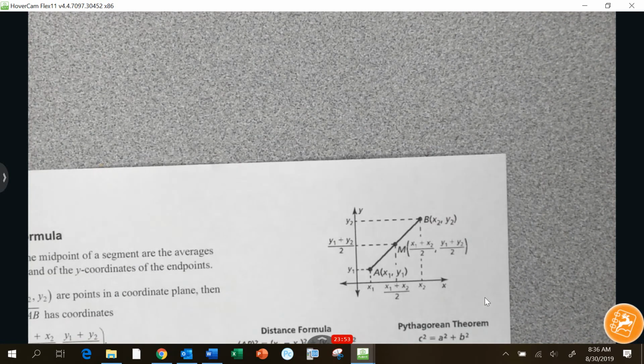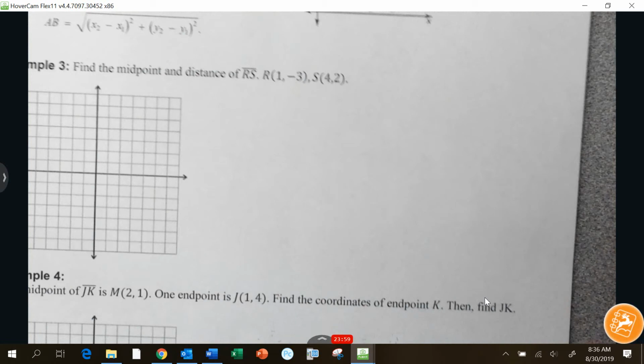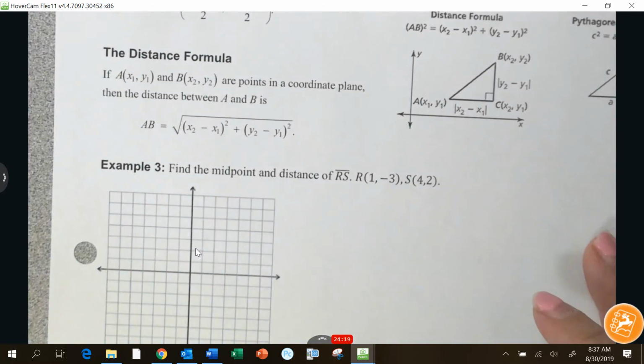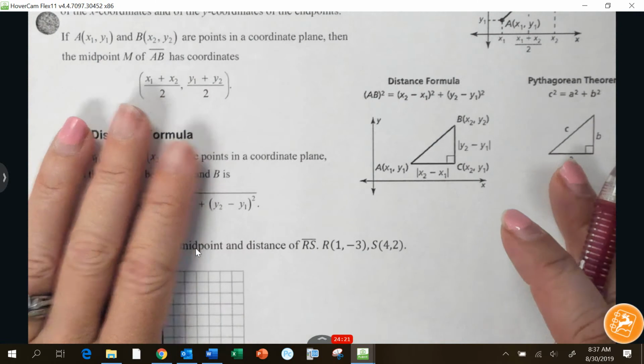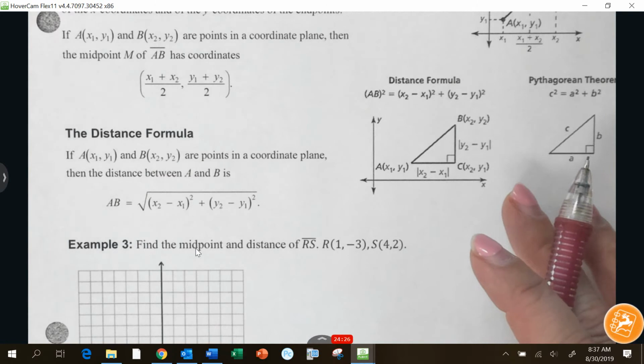Okay. We have one page left, and it is finding the midpoint and finding the distance of segments when we're given ordered pairs. We do not have to write steps and reasons for these. So these will go fast. This will be the majority of your assignment. I only gave you one of these for your homework, for the proofs.